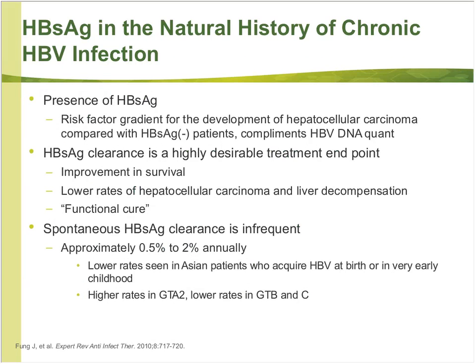The natural history of chronic hepatitis B is marked by the surface antigen. If it's positive, they've got either acute or chronic disease. 99.9% of the patients you see will have chronic hepatitis B disease. Surface antigen clearance is our highly desirable treatment endpoint today, although this rarely happens with either interferon or nucleoside or nucleotide analogs. But when you clear S antigen, there's an improvement in survival, lower rates of liver cancer, lower rates of liver decompensation. And we're using a term now called a functional cure when patients clear S antigen.